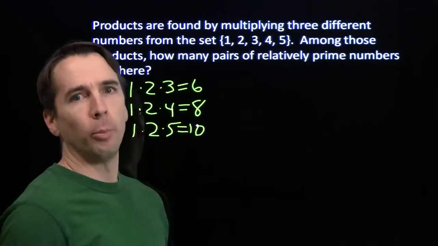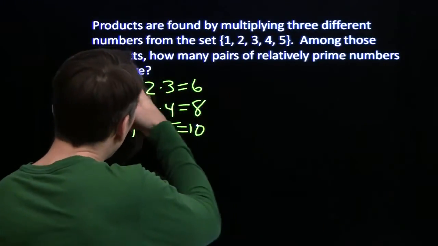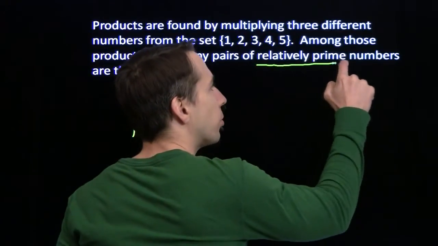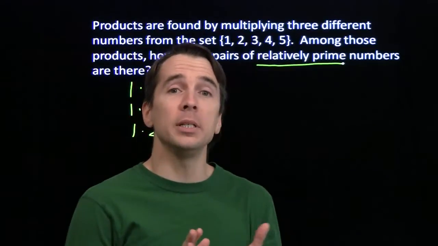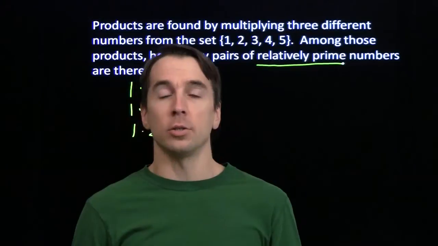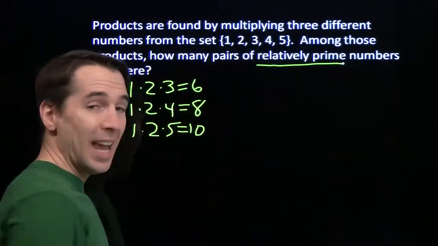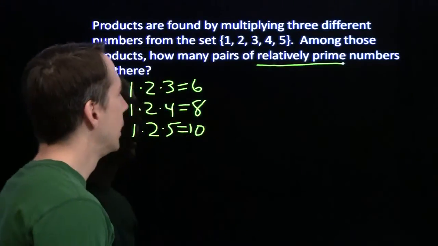we should have read the whole problem. I'll finish reading the problem before we dive in. Among those products, how many pairs of relatively prime numbers are there? Now, relatively prime means that the two numbers have no common factors besides 1. So, for example, 2 and 3 are relatively prime. But 6 and 8 have a common factor of 2, so they're not relatively prime.